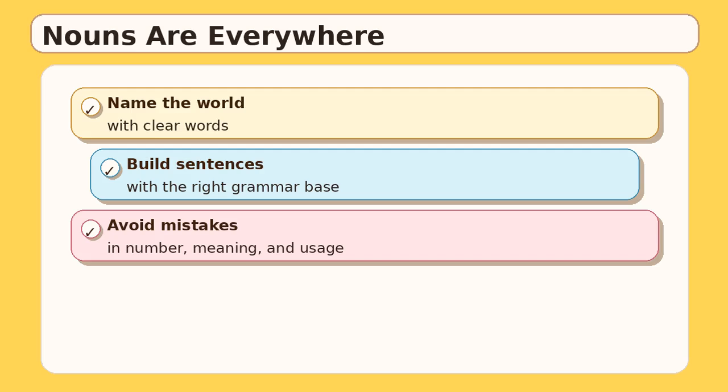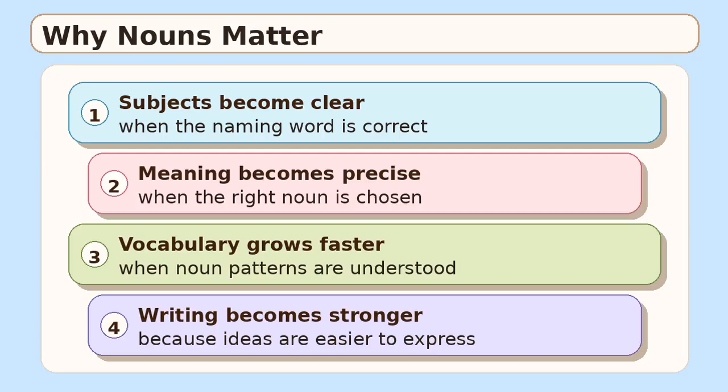In this lesson, we study nouns, one of the most important parts of speech in English. Nouns give names to people, places, things, ideas, feelings, groups, and much more. Once you understand nouns clearly, your grammar becomes far stronger. Every complete sentence depends on naming words.